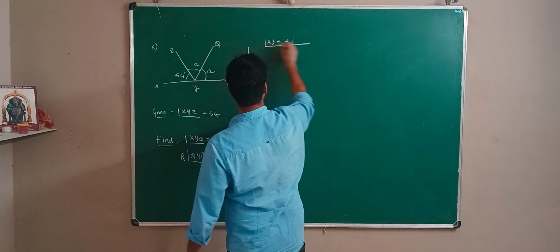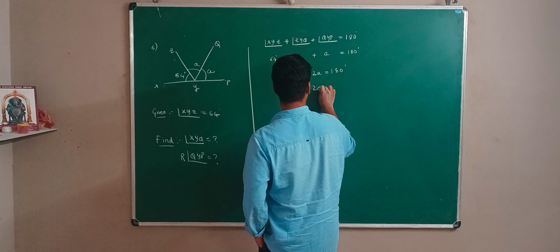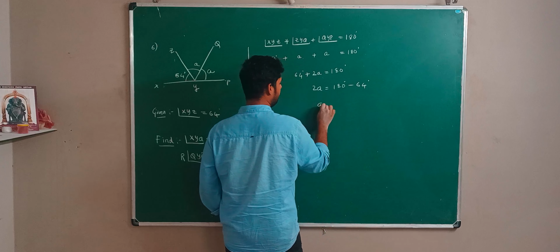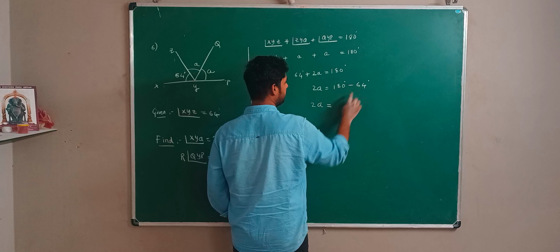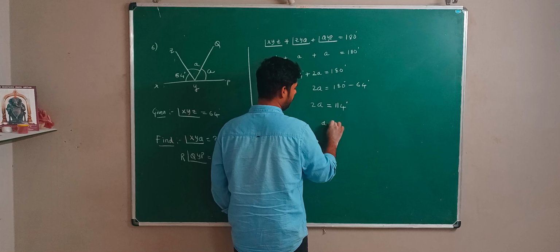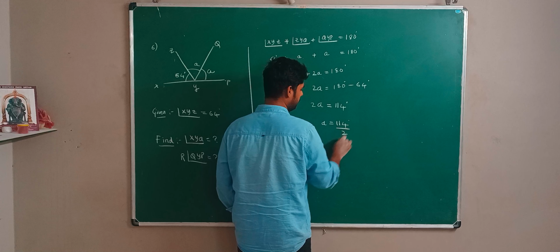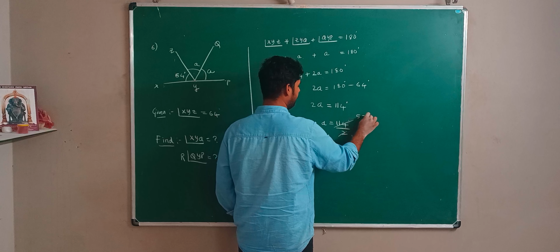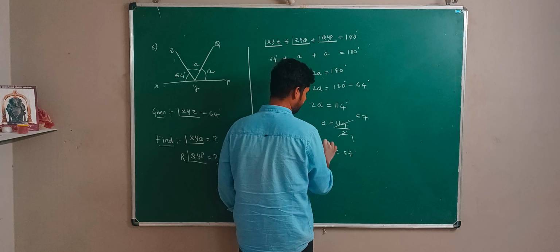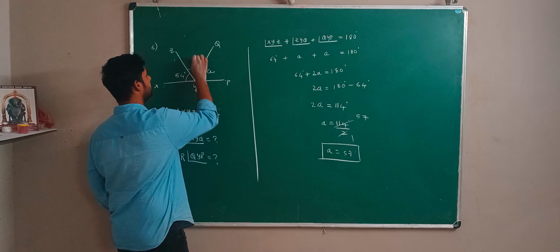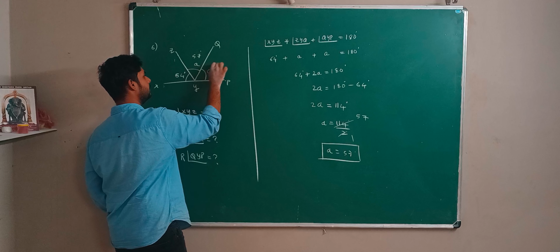64 degree plus 2A is equal to 180. 2A is equal to 180 minus 64. 180 minus 60 is 120, 114. A is equal to 114 by 2. A is equal to 2 1s are 2, 5s are 10, 14, 7s are 57 degrees. A is equal to 57 degree, this. This is also 57 degree.